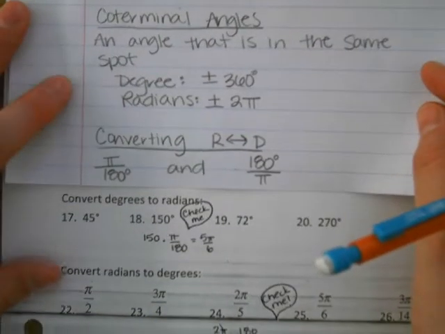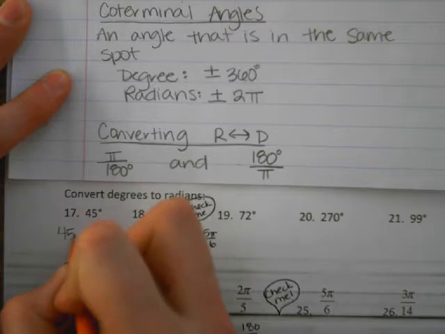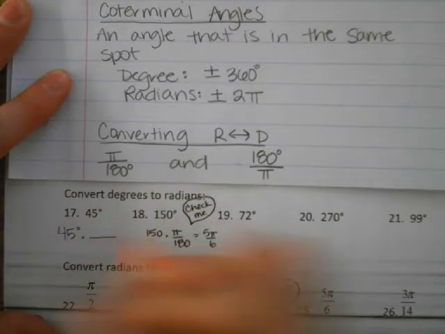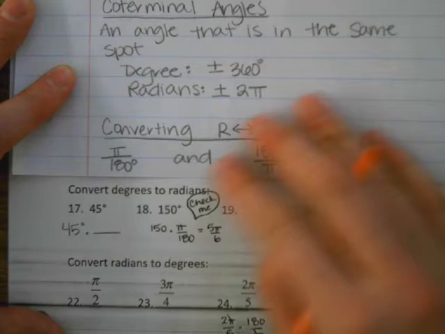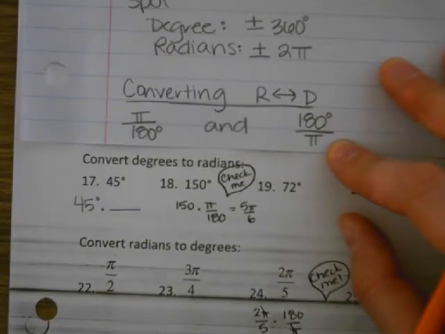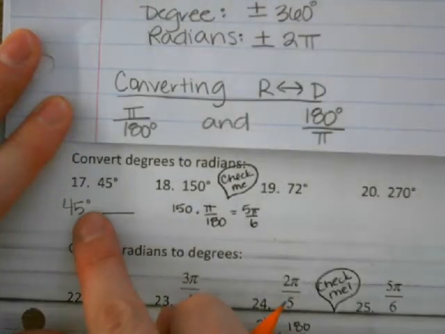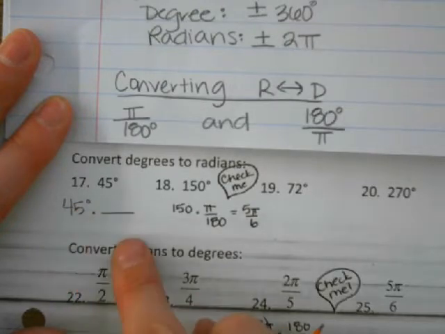All right, so we're going to use this to help us do number 17. So on number 17, I've got a 45-degree angle. I need to multiply it by something so that my final answer ends up being in radians. Do radians have a little bubble in them for degree? No, so that means this degree bubble needs to cancel. How do I cancel a degree bubble that's on top? I got to have a degree bubble on the bottom, right?